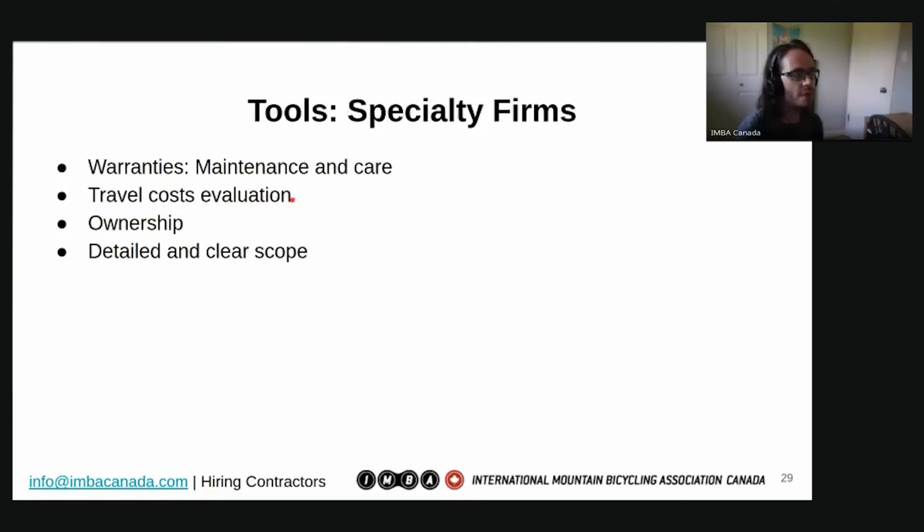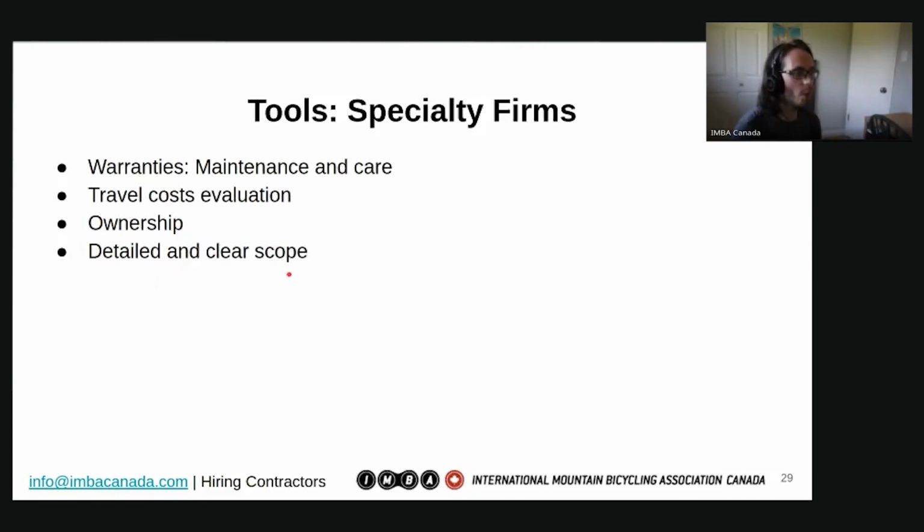Evaluate travel costs versus the cost of the project overall. This is something that kind of crops up. Make sure you own what you want to own, and that's okay with you in the end. Maybe you don't own the plans. Do you own the specifications so that you can give them to somebody else to maintain, or is that proprietary? You want to make sure that you can do that.